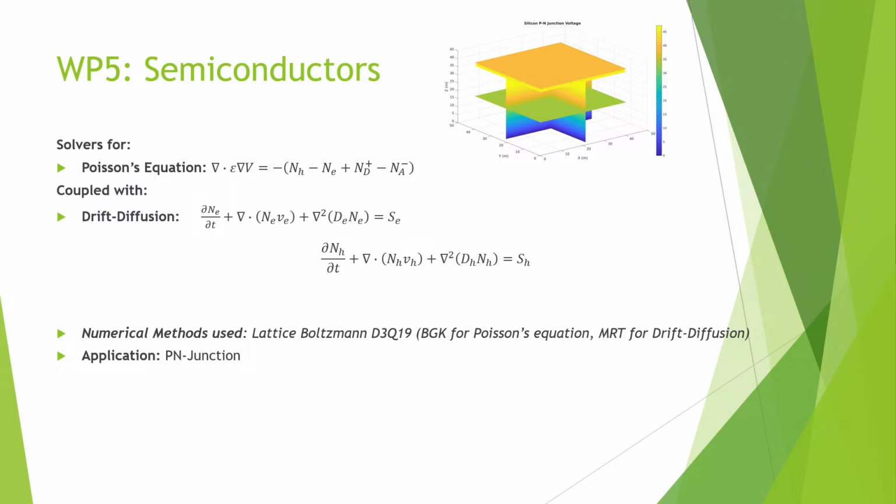This solver is basically developed using lattice Boltzmann in D3Q19, but we used BGK for the Poisson equation and MRT for the drift-diffusion. Basically, the velocity comes from constitutive relations depending on mobility and electric field. So their inputs, VE and VH, are input to the drift-diffusion equations through the Poisson voltage and electric field. And we applied it in a silicon PN junction for demonstration purposes in 3 dimensions.